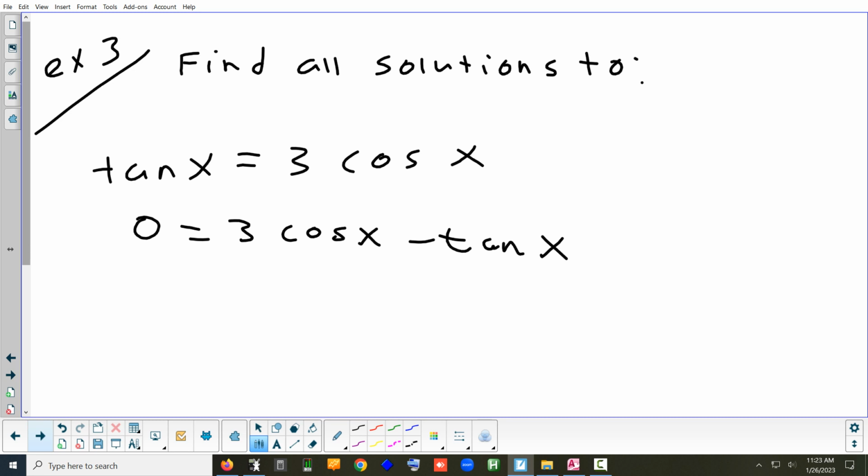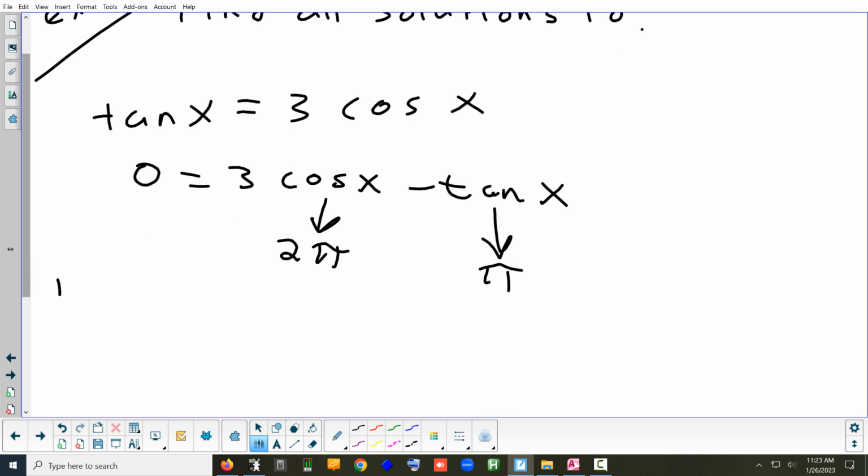Okay. What's the period of the first periodic term? 3 cosine x. 2 pi. What's the period of tan x? Oh, that's pi. Just pi. What's the least common multiple of those? 2 pi again. 2 pi comes up a lot. Okay, so now we know what we're putting on the end of each answer. We know what we need to set our window to.